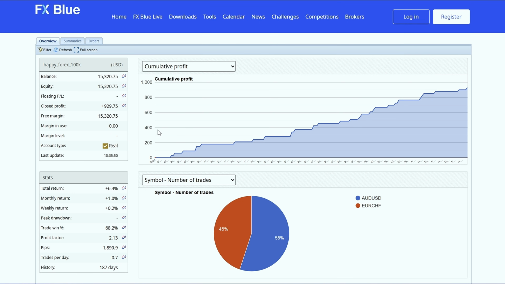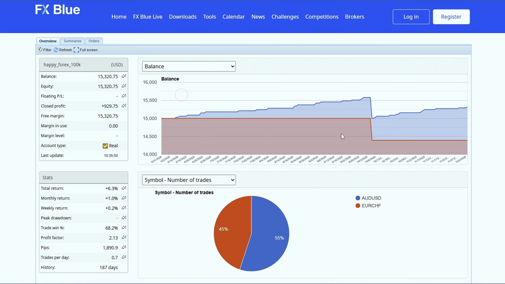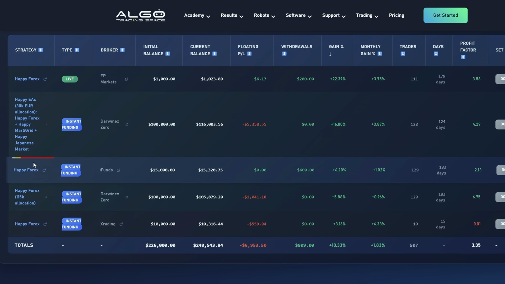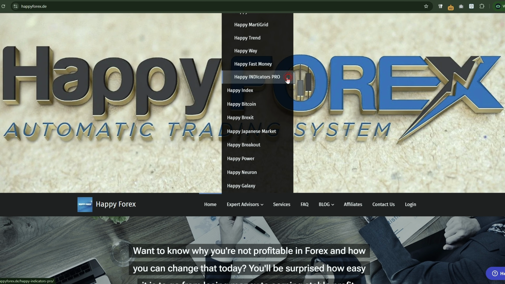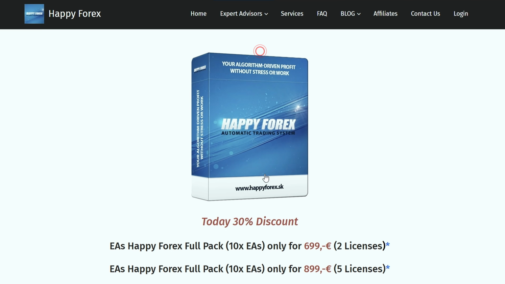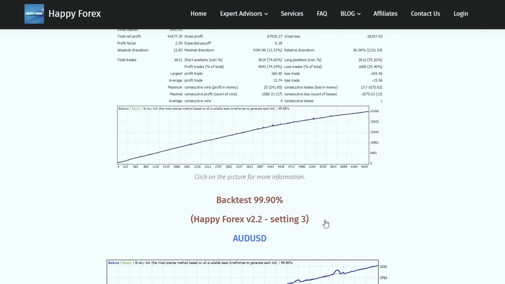And as you saw, guys, the account is growing very steadily. This is the cumulative profit. And if I go to the balance, you can see here the withdrawal at the beginning of October. And actually something else interesting that confirms this theory. If I go again to the stats here, and if I click on the robot name from the vendor's website, you can find this robot here in the Happy Forex 10 EAs pack. I'll click here and scroll down to their track record. You can see different settings and setups here.